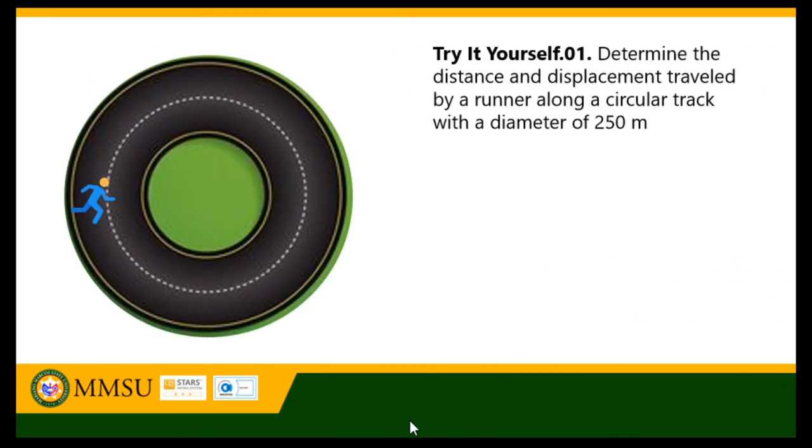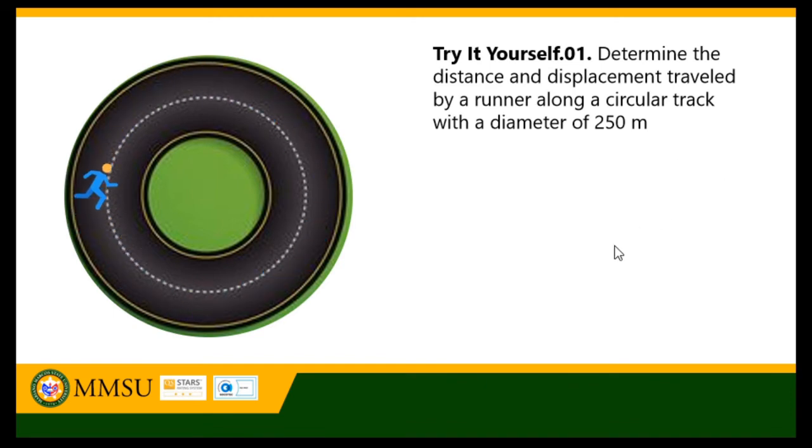On the try it yourself portion of the module, the first one is to determine the distance and displacement traveled by a runner along a circular track with a diameter of 250 meters. The animation illustrates the motion of the runner.